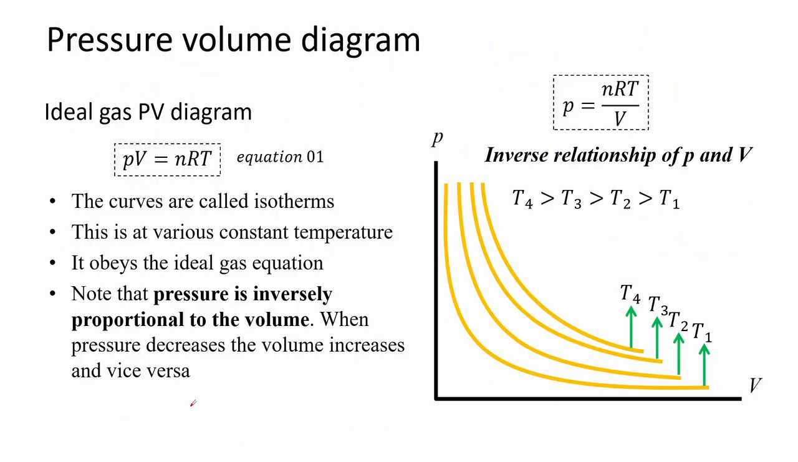Let us look at the pressure-volume graph of an ideal gas and a real gas. For the ideal gas, we plot equation 1 at different temperatures with increasing value. The curves are called isotherms. At various constant temperatures, it is expected to obey the ideal gas equation, where the pressure is inversely proportional to the volume. When pressure decreases, the volume increases, and vice versa.